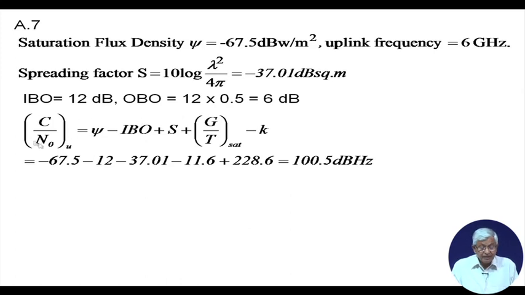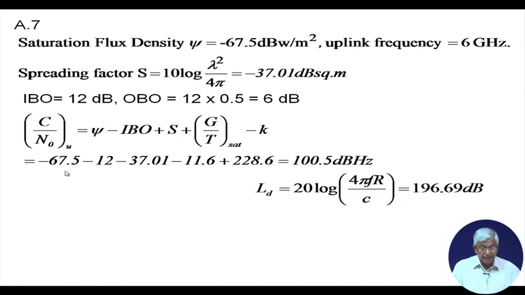So, uplink C by N naught is the saturation flux density minus the input backoff, that is the input flux reaching the satellite, then the spreading loss or spreading factor, and G by T of the satellite minus K. So, psi saturation is known, we put this value, backoff is known, the S value we have calculated, G by T of the satellite is given, K value is given. So, you get 100.5 dB hertz, that is the uplink C by N naught.